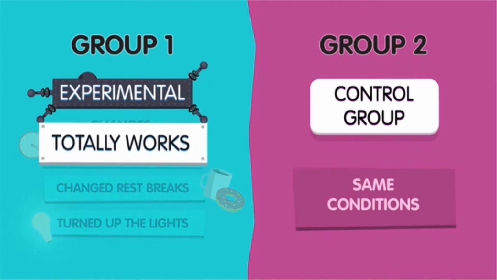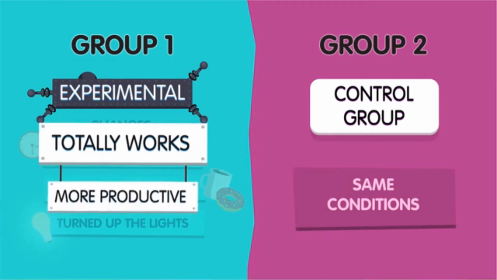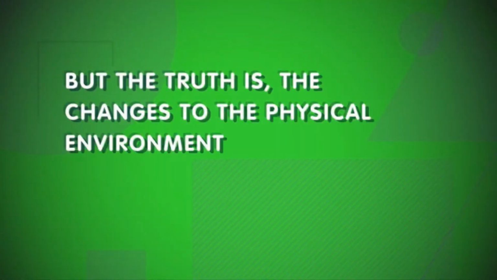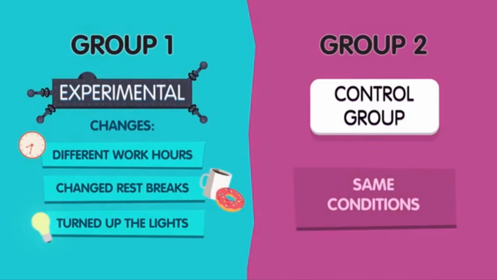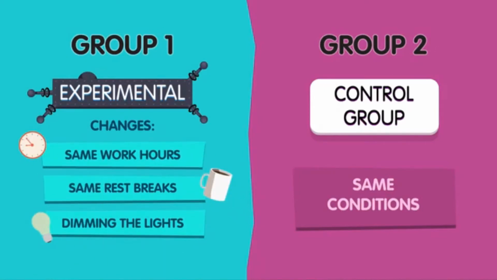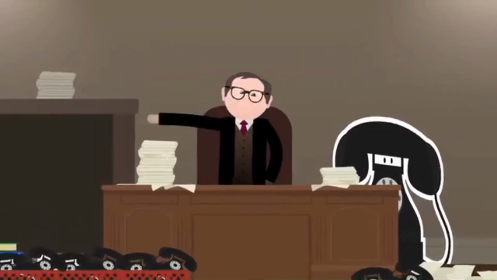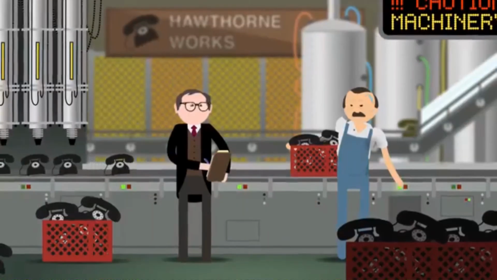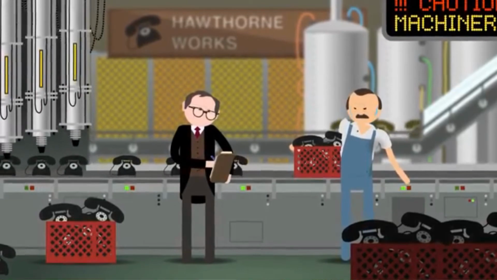And lo and behold, the changes seemed to work. The workers in the experimental group became more productive and absenteeism dropped. But the truth is, the changes to the physical environment weren't what made the difference. Yes, brightening the room made the workers more productive, but it turned out so did dimming the lights, and so did reversing all of the other changes that Mayo made. Eventually, Mayo realized that the workers were working harder because he was observing them. The fact that the workers knew someone was watching how hard they worked made them want to work harder.